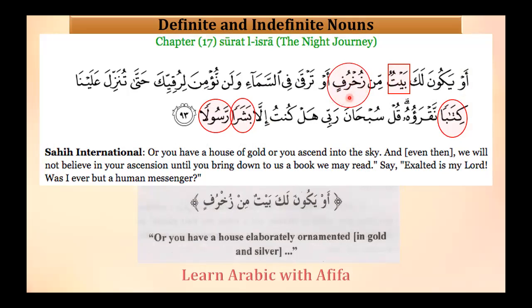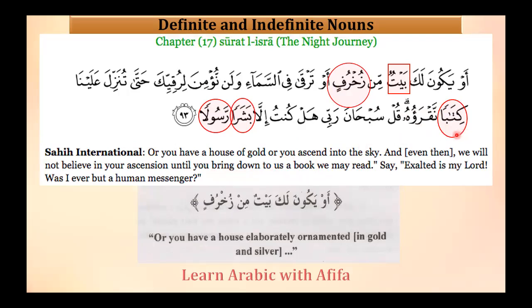Zukhrufin, gold. See, here you have two kasras. This is also a tanween kasra. Zukhrufin. So this is indefinite. Kitaban. This is an example of also a tanween with double fatha. Kitaban, double fatha over here. So this is also a tanween and it's showing indefinite. Until you bring us a book, kitaban, a book, it's indefinite, right?